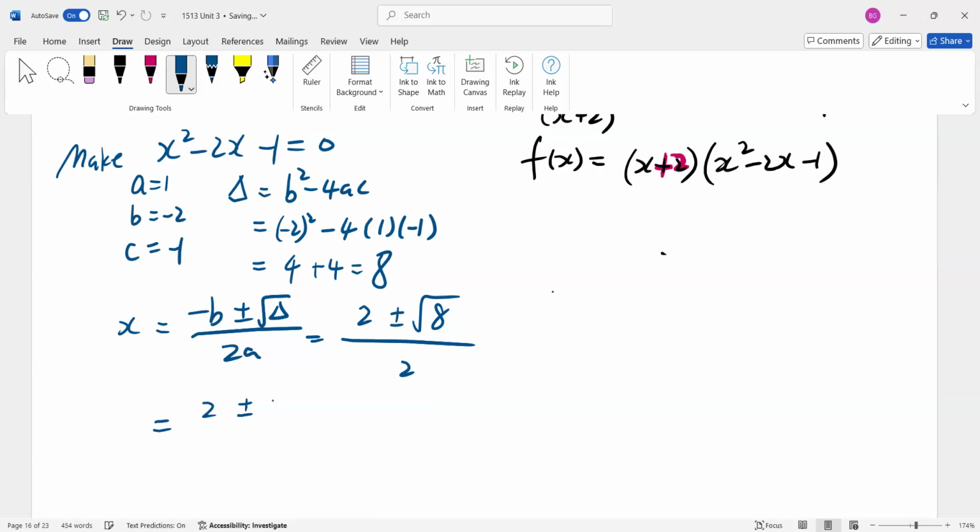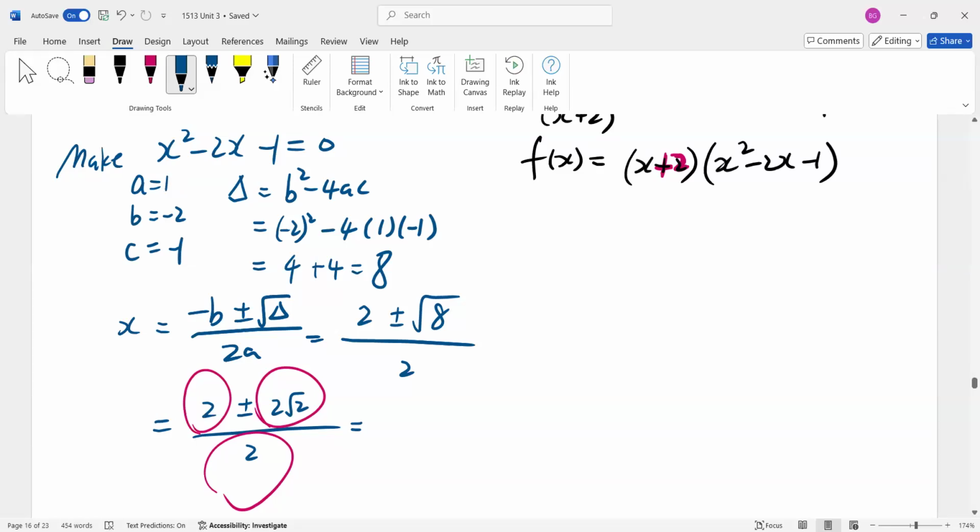Root 8 is 2 root 2. Okay, root 8, root 2, root 4. Root 4 is 2, so 2 root 2, all over 2. And you're going to try the Mickey Mouse again: left ear, right ear, head. All 3 parts have common factor 2. That's how we get rid of the common factor. If the common factor is not shared by all the 3 parts, we cannot get rid of it. In this case, 2 is shared by all the 3 parts, so we can get rid of it.